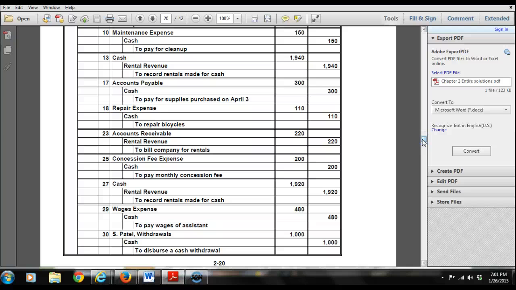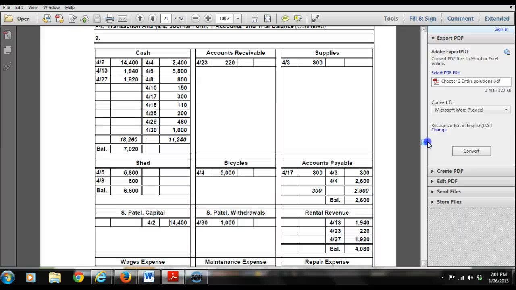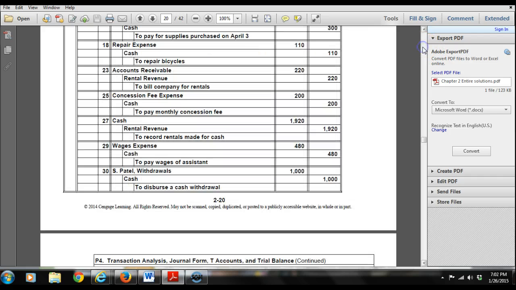Then we show on April 17th a debit to accounts payable for $300, a credit to cash for $300. April 17th, a debit to accounts payable for $300. Here is a credit to cash for $300.